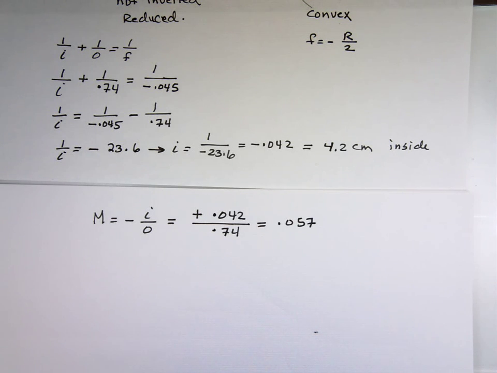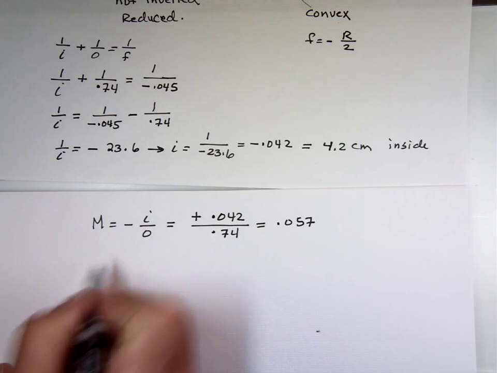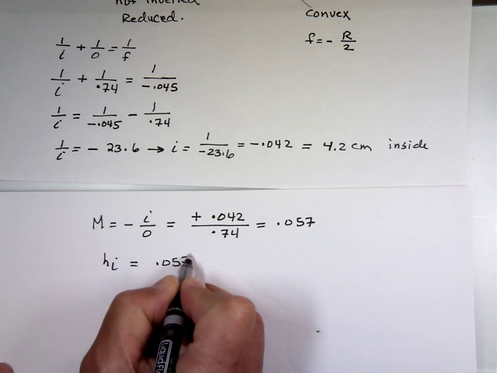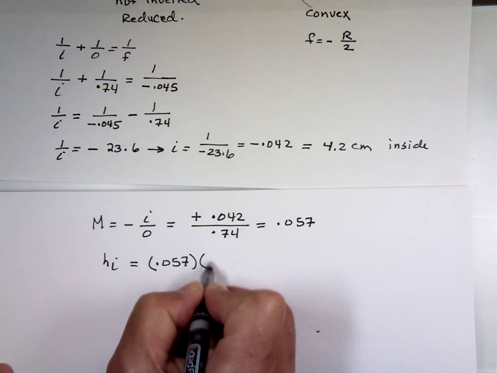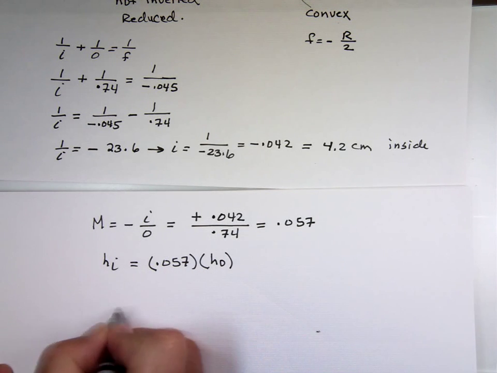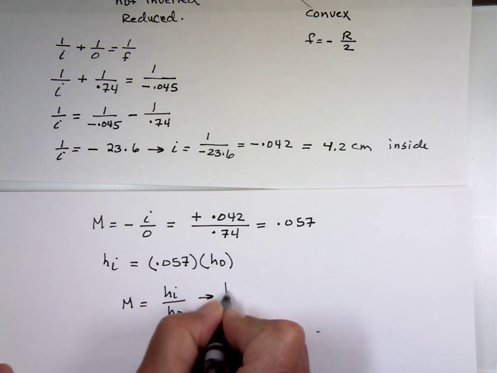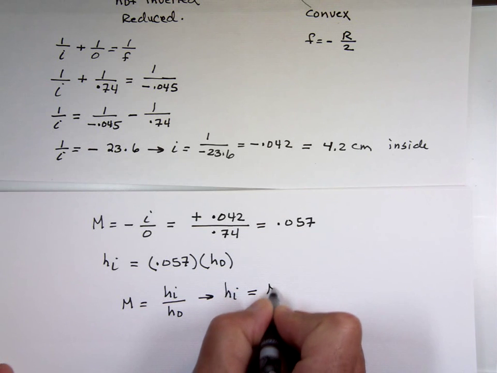Let's try it again. 0.042 divided by 0.74. In centimeters? No, magnification has no units. Oh, the height of the image. Oh, the height of it, that's the magnification. So the height of the image is going to be 0.057 times the height of the object. Why? Because magnification is the height of the image over the height of the object, which means the height of the image is equal to the magnification times the height of the object.